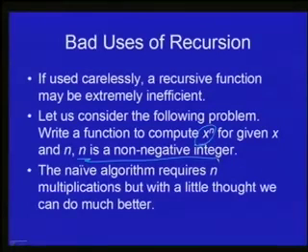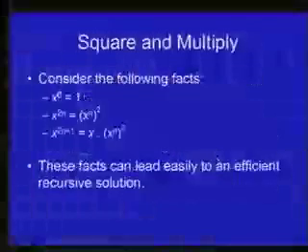Now, how do we compute x to power n? The naive simplest solution is to start with 1 and keep multiplying the answer by x till you do it n times. So this obviously requires n multiplications, and the time taken by the algorithm would obviously be proportional to the number of times the multiplication operation is performed. Now, if we think a little bit about this problem, we'll find that we can actually do substantially better than n multiplications. So let's see how.